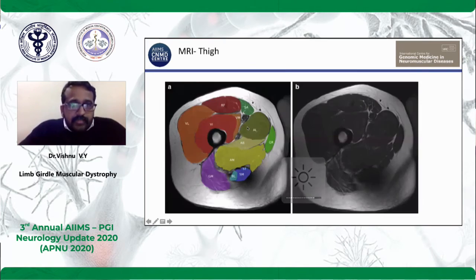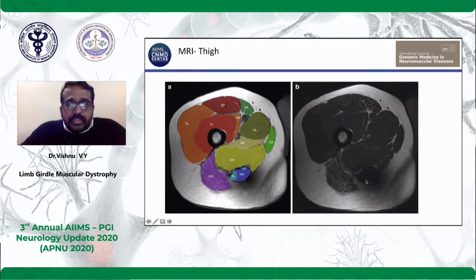Then comes the thigh level. So you can see the vastus intermedius, vastus lateralis, the rectus femoris, the sartorius, the adductor longus, the gracilis, the adductor brevis, which you can see here. Then you have the adductor magnus, and this is the lower end of the gluteus. Then the biceps longus, which will come here in the next cut.